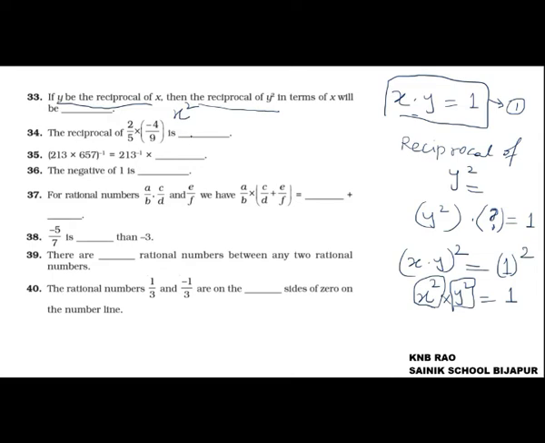Next, the reciprocal of 2 by 5 into minus 4 by 9. So we have solved this sort of question. First find the product of these two numbers, which is minus 8 upon 45, and the reciprocal of it is negative. The reciprocal of a negative rational number is negative again, and the reciprocal of 8 by 45 is 45 by 8. So this is the answer, minus 45 by 8.